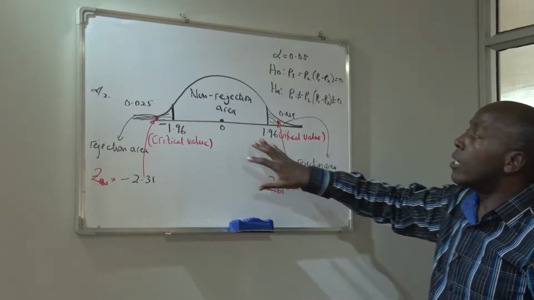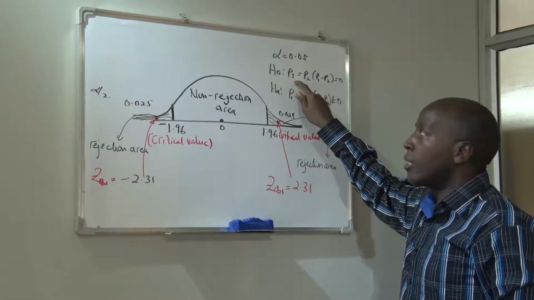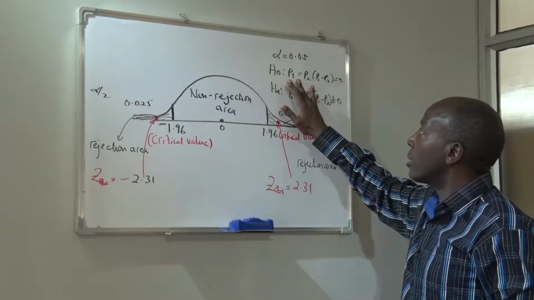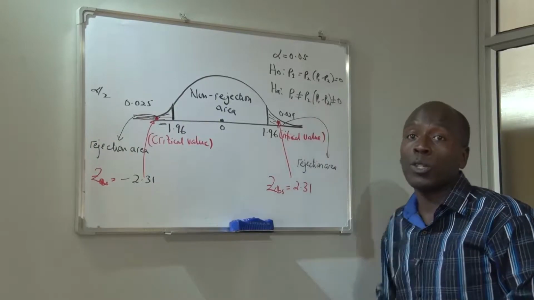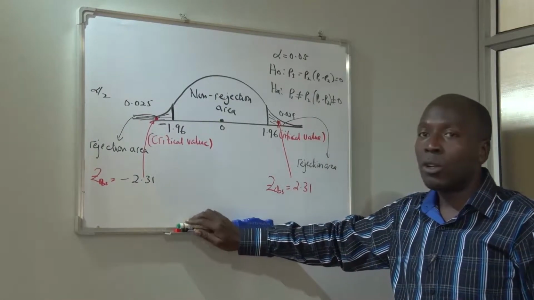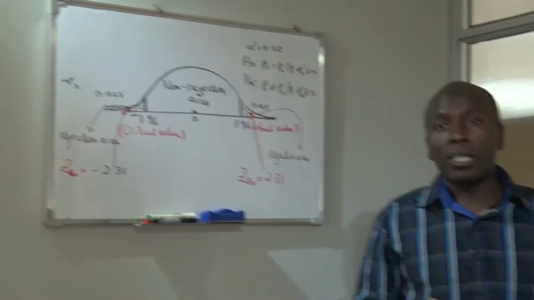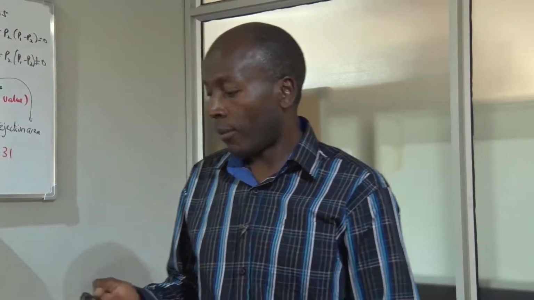So this means that we reject the null hypothesis. The data shows us that we reject the null hypothesis and conclude that a proportion in one group is not equal to the proportion in another group. So we now have evidence to show that the two proportions are statistically different. Okay.